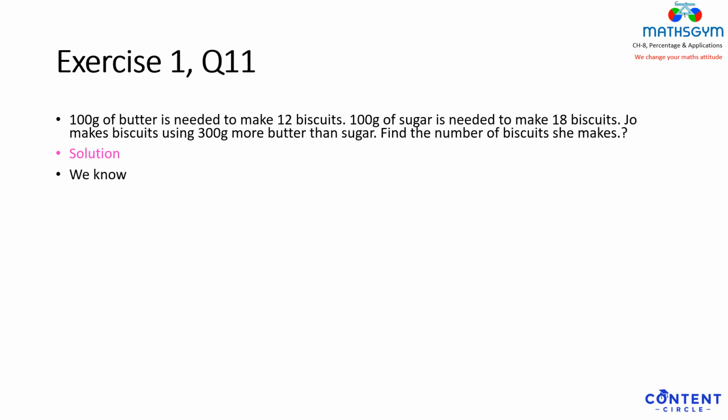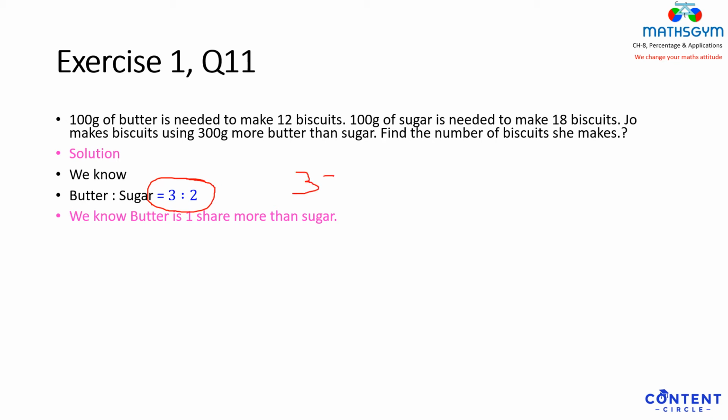So now we have arrived at an information which is butter is to sugar in one biscuit is 3:2. Now this also tells us that butter is one share more than sugar. And where do you get this one share more? From the info given, 3 minus 2, right? 3 minus 2 gives me 1, which is one share more than sugar. Butter is one share more than sugar. It is also given in the question that Joe uses 300 gram more butter. So what does it tell us? One share is equal to 300 gram.